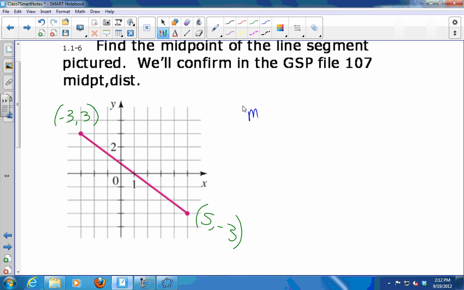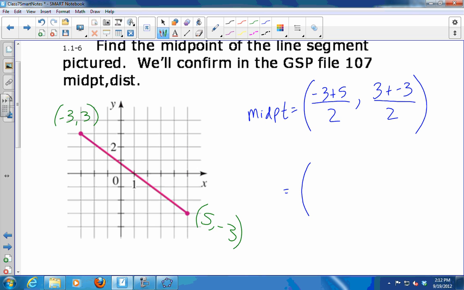So my midpoint is the average of the x's. So I would do -3 plus 5 over 2. Add the x's together and divide by 2. And then average the y's. Add them together and divide by 2.